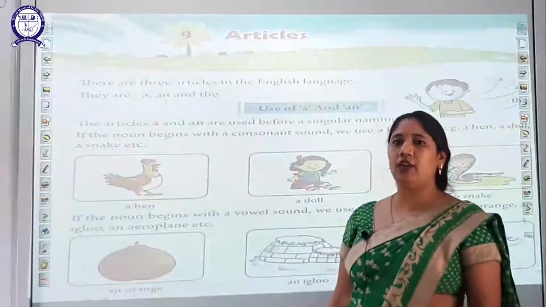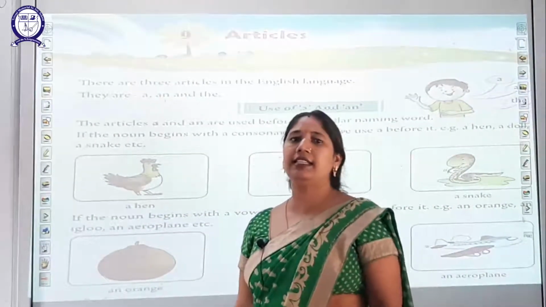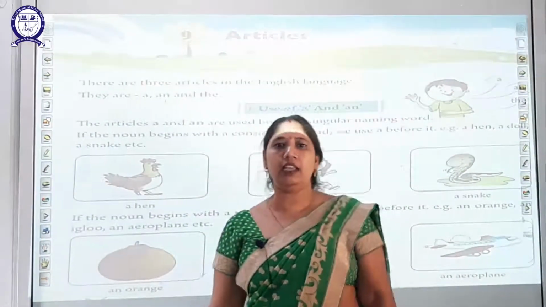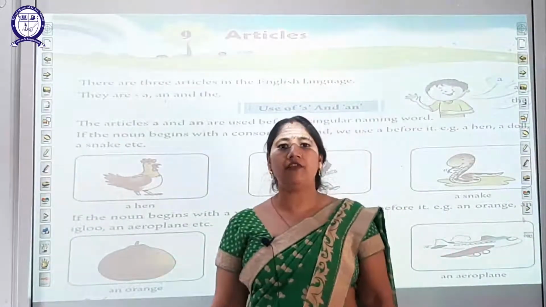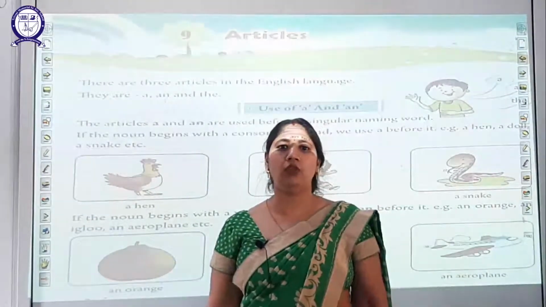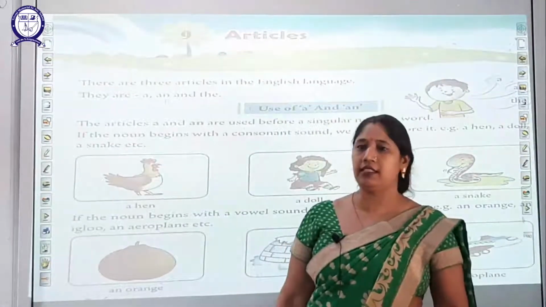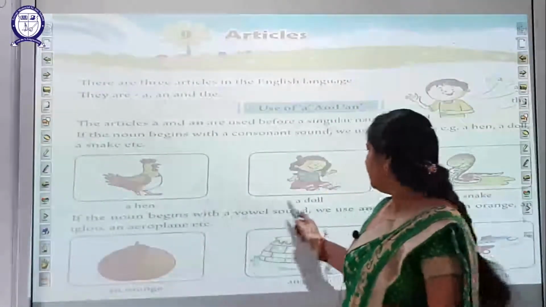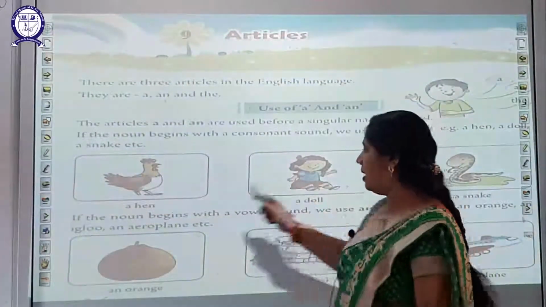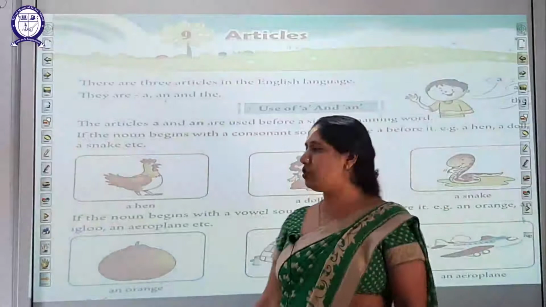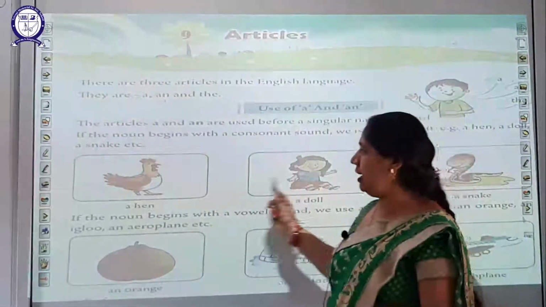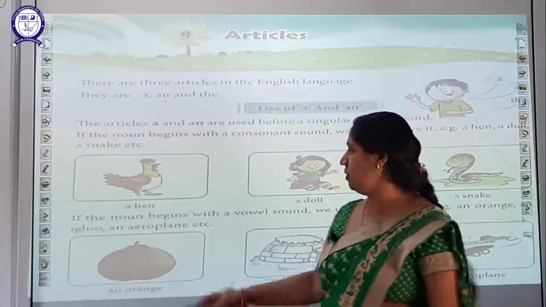So friends, what are consonants? There are 26 alphabet letters in our English language, and from these 26 alphabets there are 5 vowels: A, E, I, O, U, and the remaining are consonants. So a hen, a doll, a snake: H, D and S. These are the consonants. So we have to write a before the consonant sound.